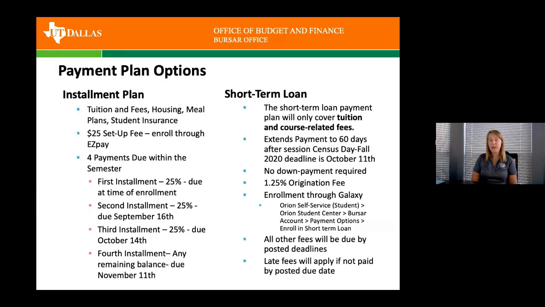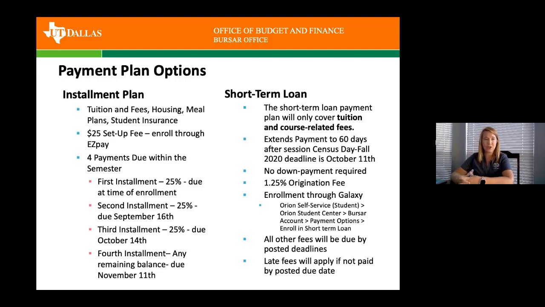So we do have two payment plan options. The installment plan is going to require a down payment. It will include all of your fees. So if you have tuition and fees, if you have housing, I'm sure you've been able to take time to read over it. The short-term loan is really the one that I wanted to focus on because it doesn't require a down payment.